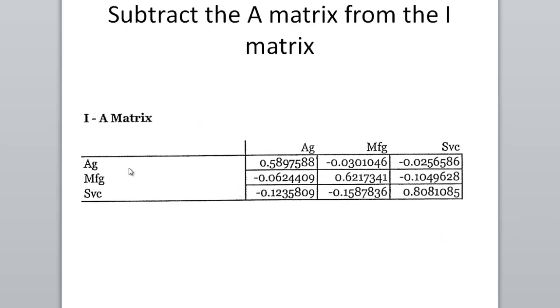Next, we subtract. We do the I minus A. We take the values in the I matrix and we subtract the values in the A matrix, those coefficients above. And of course, because there are 1s on the diagonals and 0s everywhere else in the identity matrix, the values on the diagonals are going to be positive and all of the other values are going to be negative.